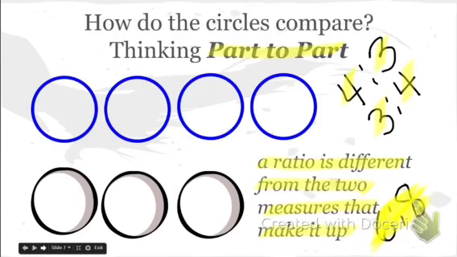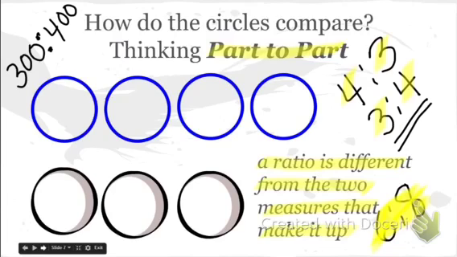So, for example, if I knew there were 300 black, I know that there would be 400 blue. So 3 to 4 is our ratio black to blue. 4 to 3 is our ratio blue to black.